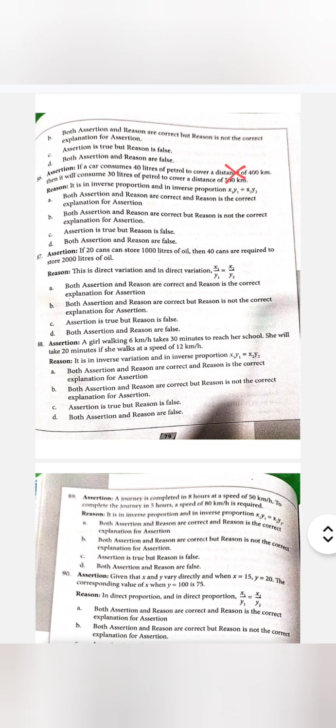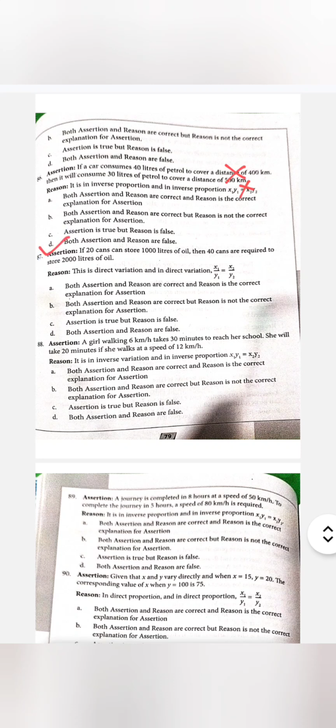If you want to cover more distance, then definitely you need more petrol or diesel for your vehicle. Okay, so they are in direct proportion. So here we can say that both assertion and reasoning are false, means option D is the correct answer.